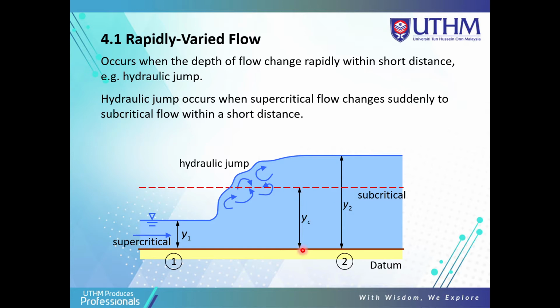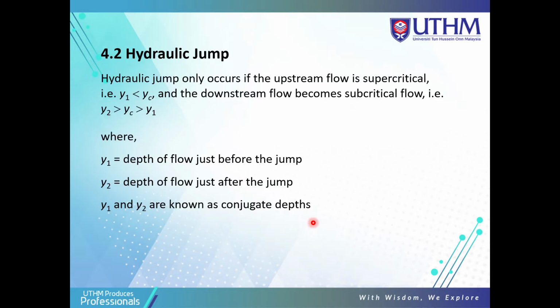To get the value for YC, critical depth, we use the equation in chapter 3. A hydraulic jump occurs when the upstream flow is supercritical, for example Y1 is less than YC, and the downstream flow becomes subcritical when Y2 is more than YC, and YC is more than Y1.